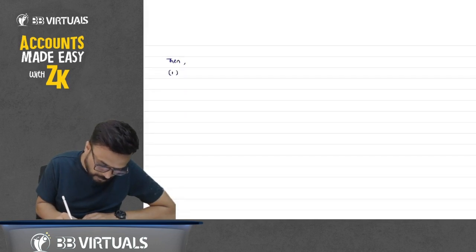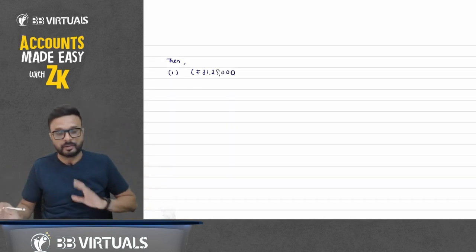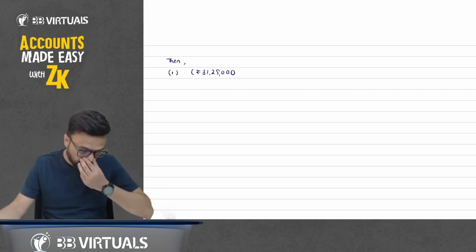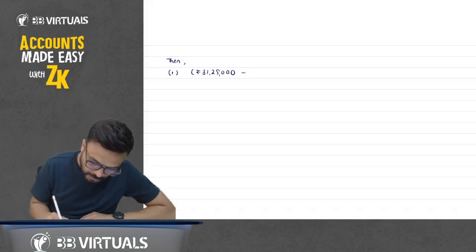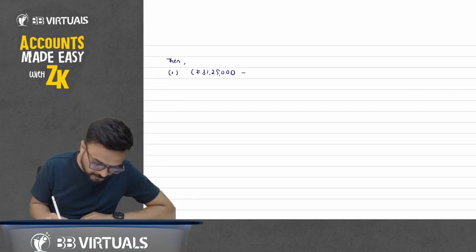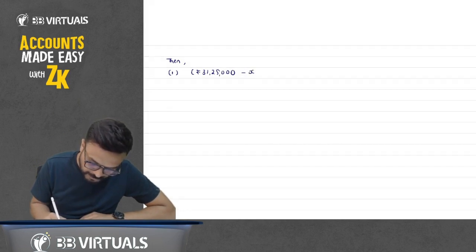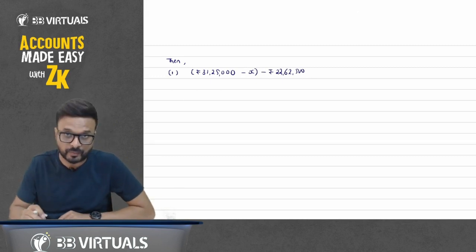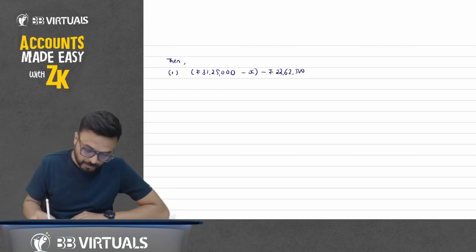First equation. How much amount do you have? The present paid up capital and free reserve is 31,25,000. Out of this, some will be transferred to the CRR account, and 22,62,500 should be maintained. So the remaining can be utilized for the purpose of buyback.